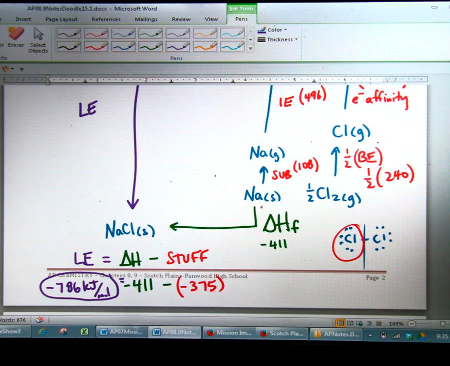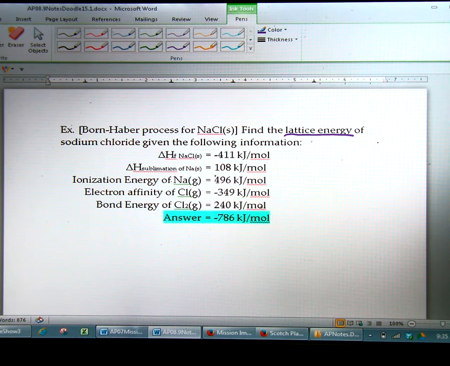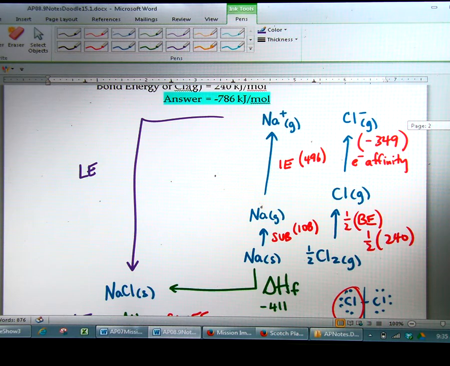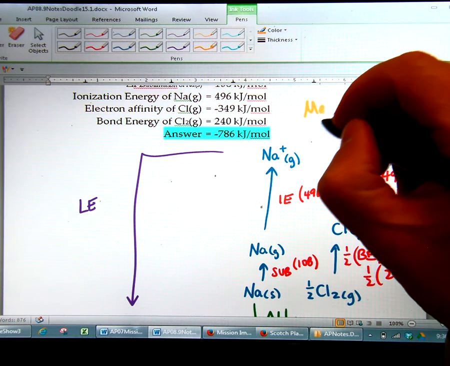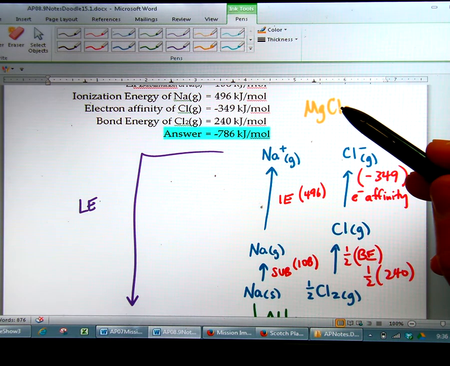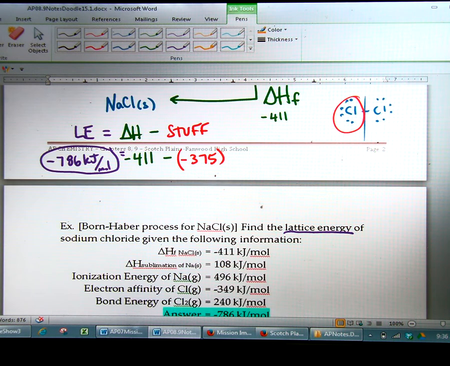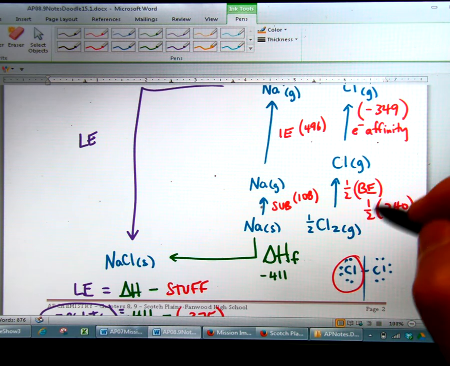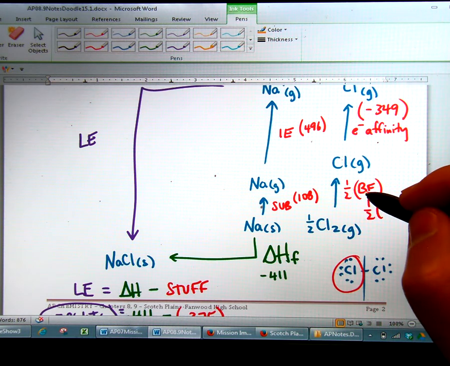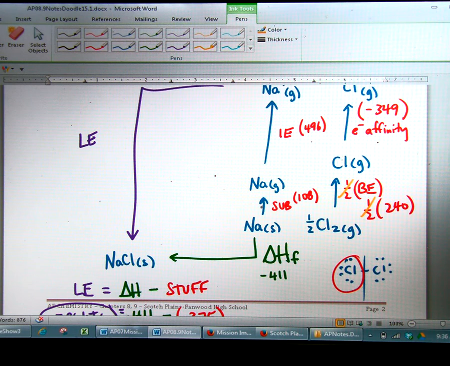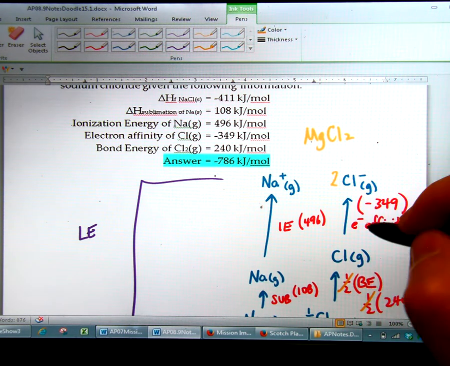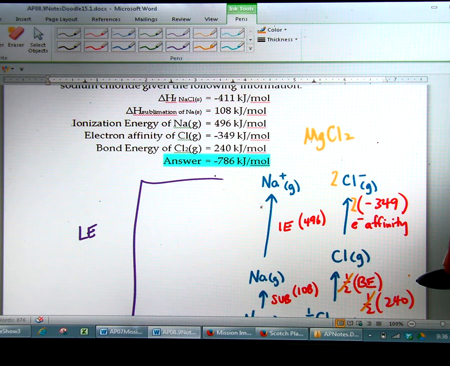Now just a little warning. Let's suppose that this had been, which we'll see in another example later, but let's suppose this were MgCl2. Right? If this had been MgCl2, just to throw this out there so you've heard it at least, we're going to have 2 chlorides, right? So if you had 2 chlorides, you would actually have to use the whole bond energy because you need both of them. So this would be a 1, and then if you had 2 chlorides here, then you'd have to have 2 times the electron affinity because 2 of them would have to gain an electron.